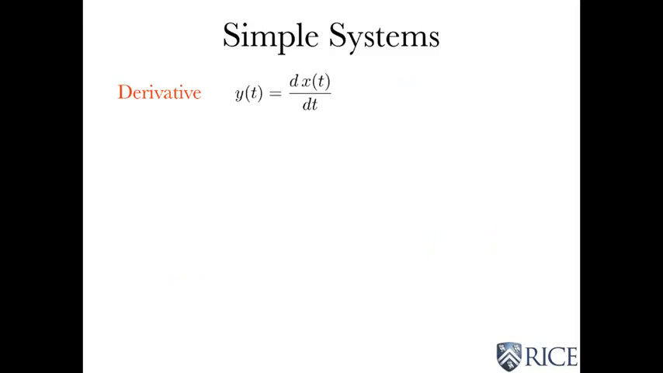Well, let's talk about some systems that are maybe not so simple, but easy to understand, and that's the derivative system. What this system does is simply take the input and evaluate its derivative, and that produces the output. So easy to understand, and derivative systems are actually easy to build.